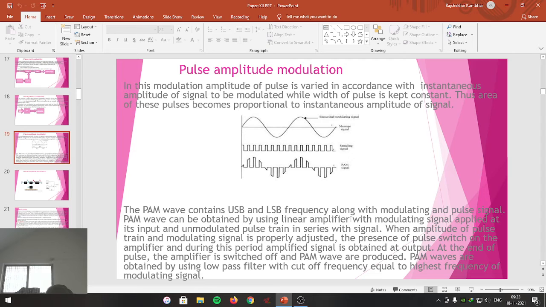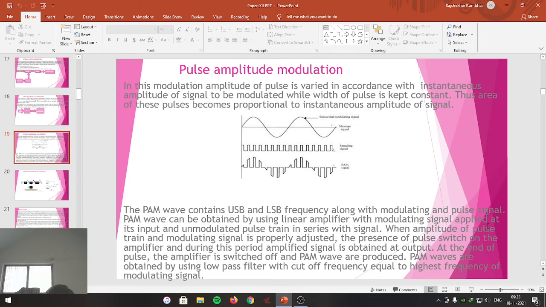It is operated in the linear characteristic region, along with the unmodulated pulse train and the signal to be modulated. Both are applied to the linear amplifier circuitry in series with each other. Then the resulting output will be a pulse amplitude modulated wave.